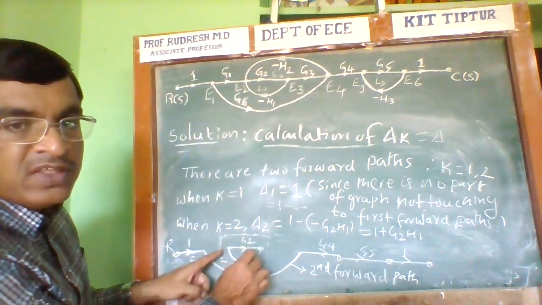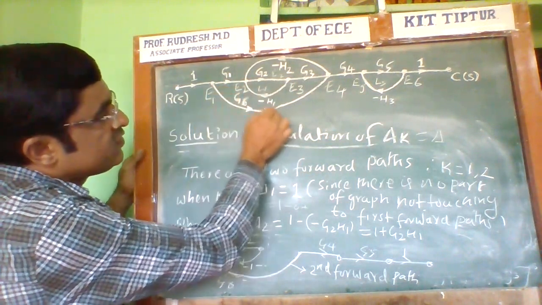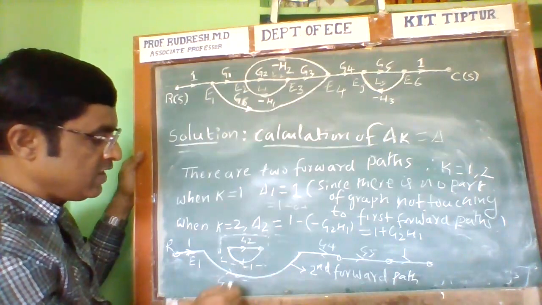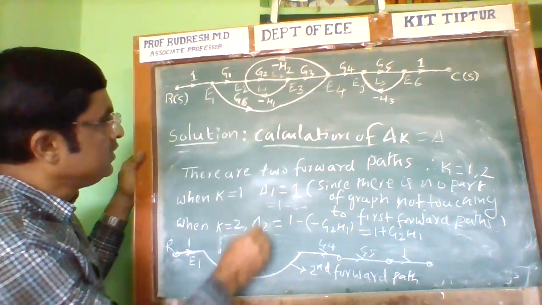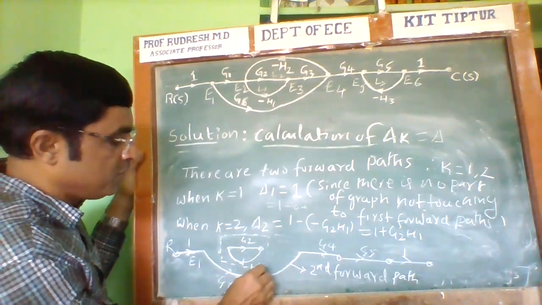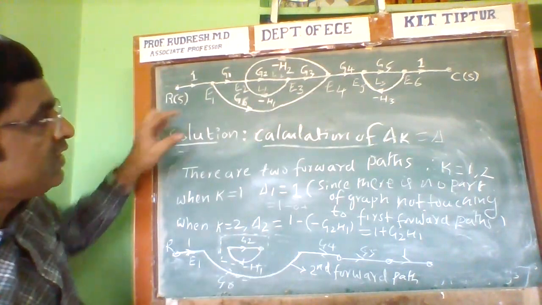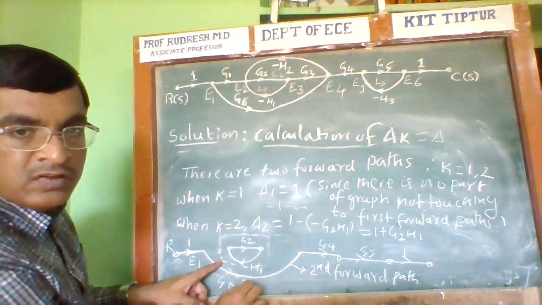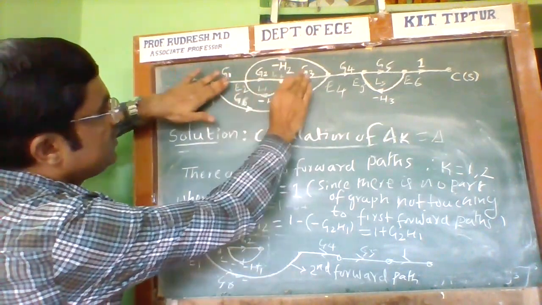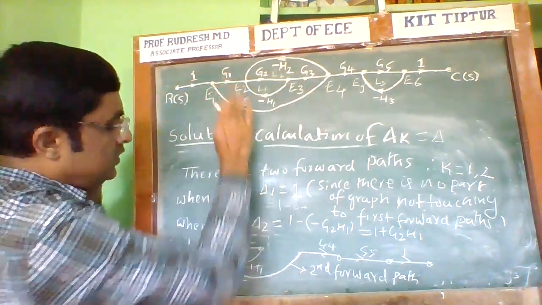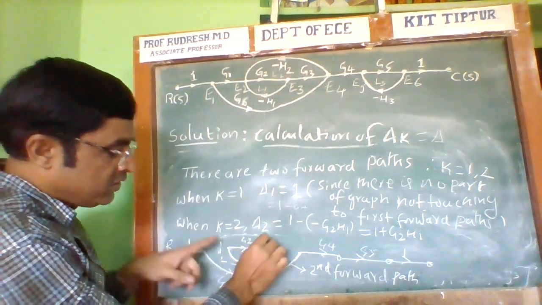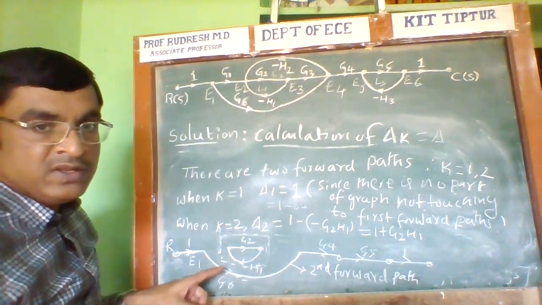Which is the part of the graph which is not touching the second forward path? This is the second forward path. If I remove these branches, then automatically this part of the graph is the part which is not touching. For this particular graph, apply the delta formula.